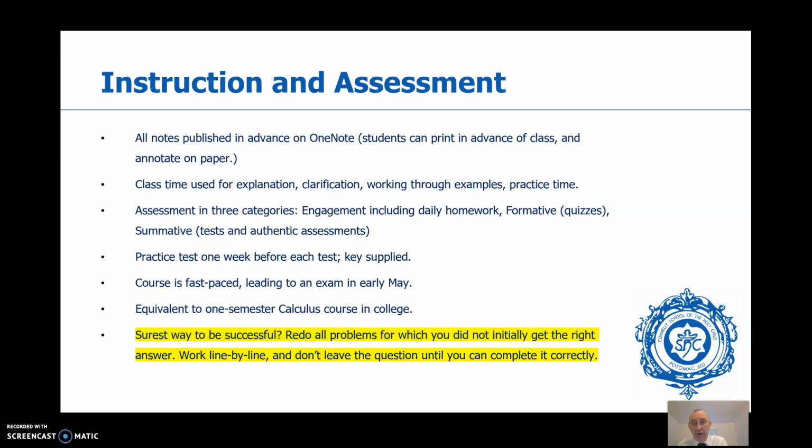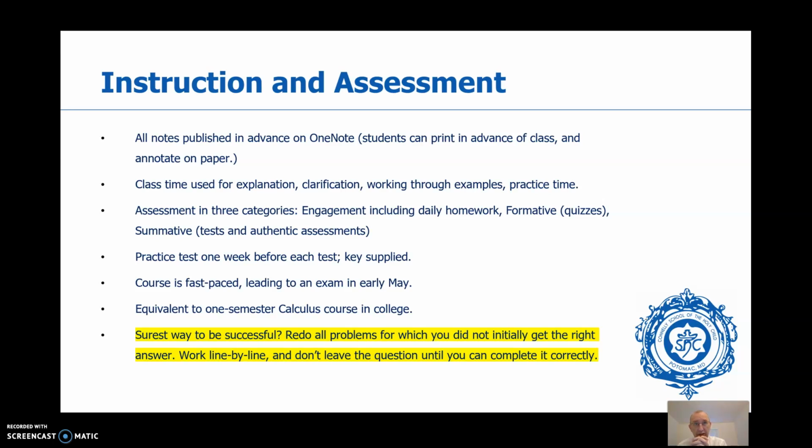Students can print them out before class begins. If they prefer to work on paper, just print out the notes, put them in a binder, and write on the printed notes. I use class time for explaining the concepts that we're looking at, explaining the topics, for clarification when things become difficult or obscure. Very importantly, for working through examples.